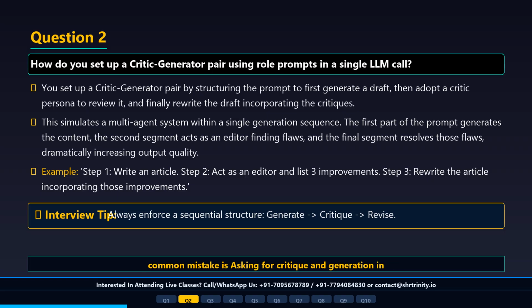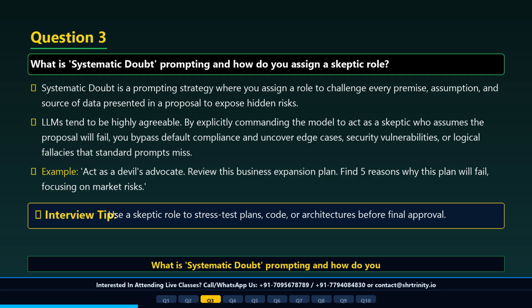A common mistake is asking for critique and generation in a single step without separating them sequentially, which prevents the model from auditing its own work. As an interview tip, always enforce a sequential structure, generate-critique-revise. Question 3. What is systematic doubt prompting and how do you assign a skeptic role?